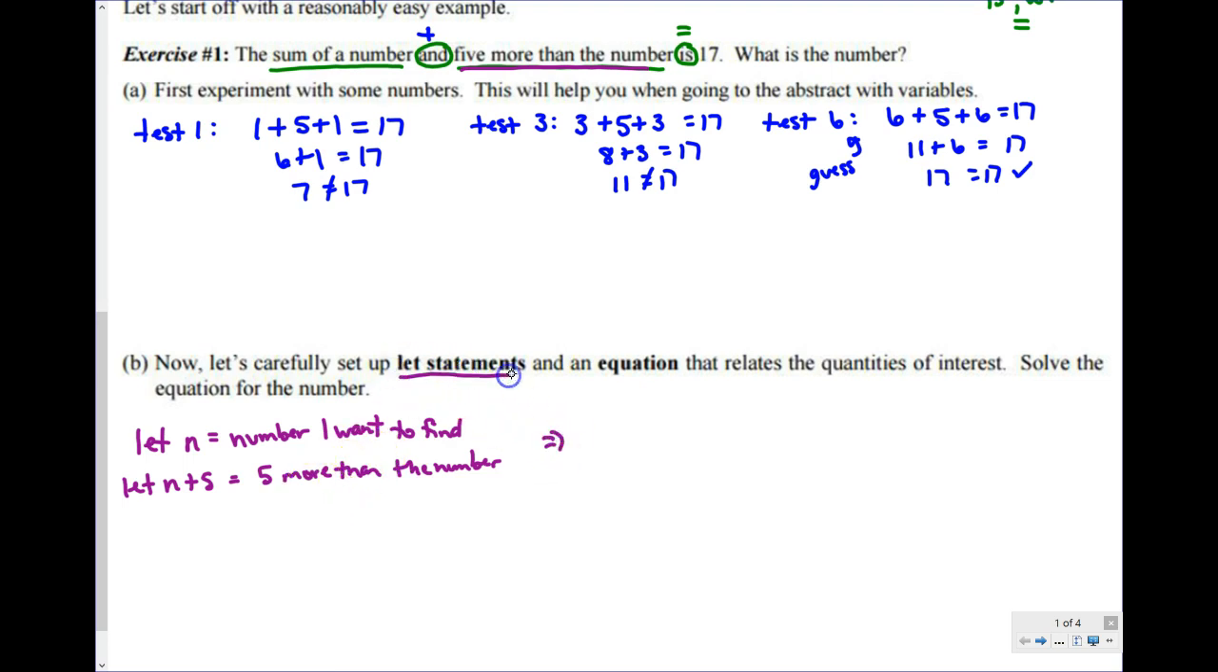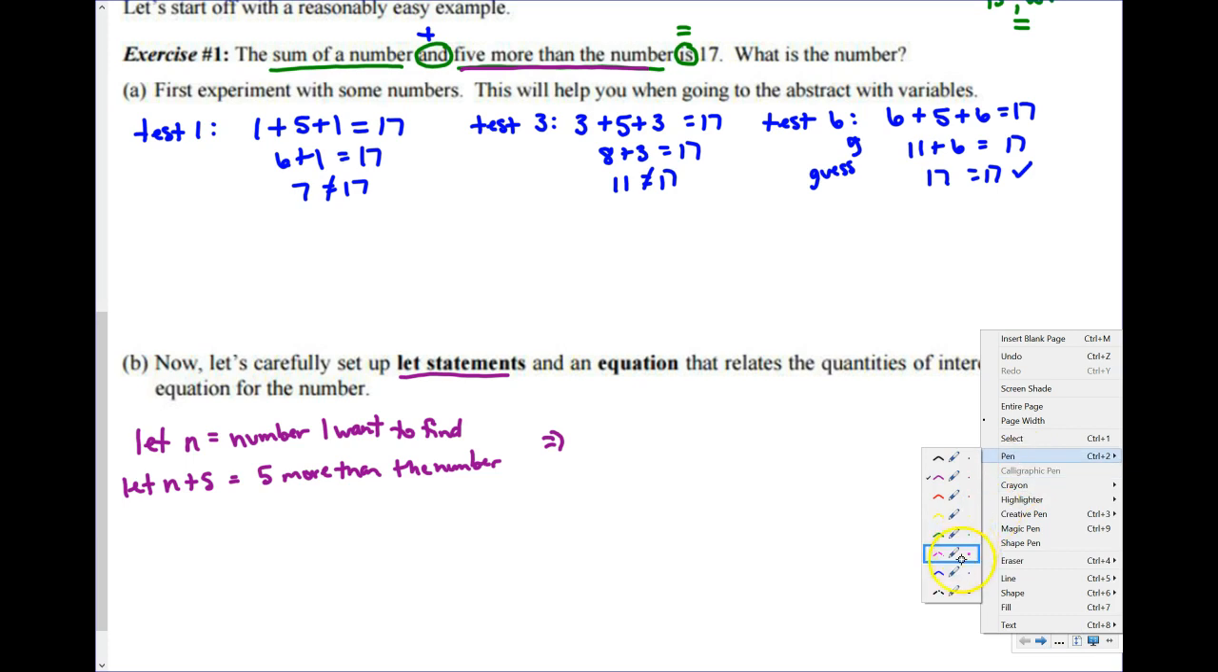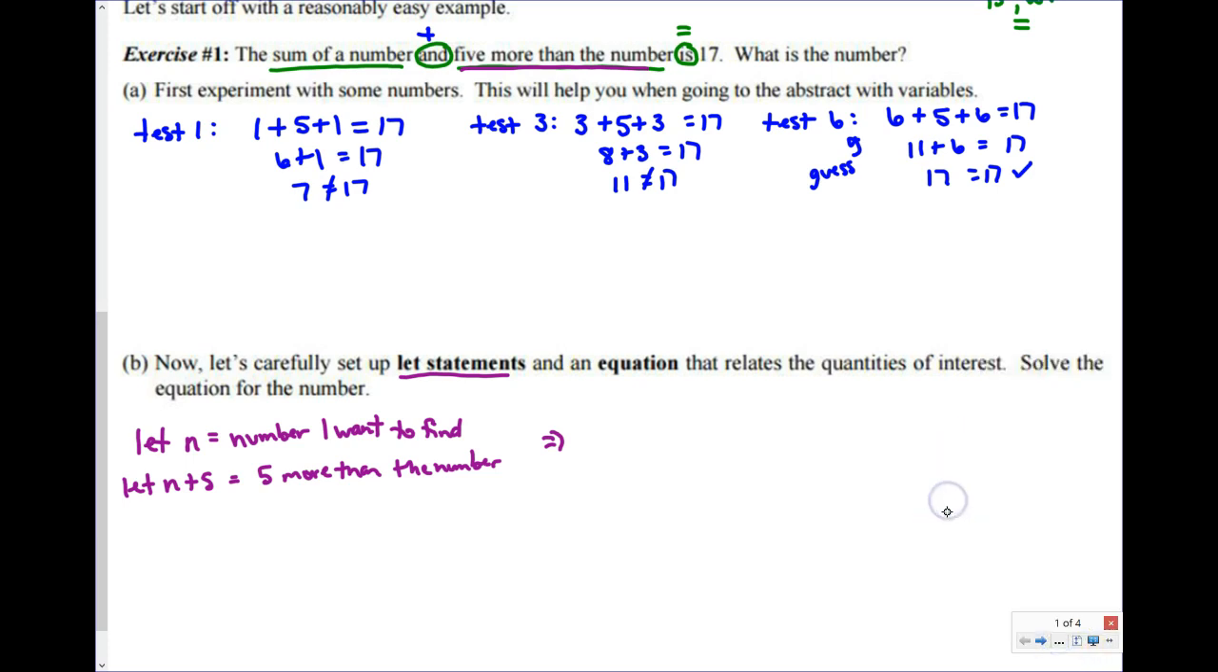So there's my let statements, and now I'm going to put them into an equation. Let's pick something other than blue here. Let's pick red. Now here's my equation. The equation goes back to what we learned in the last couple lessons. So I'm going back up to here, the sum of a number. I already know that n is that number I've defined. And plus, there's my first part, and n plus 5, 5 more than the number, is, there's my equals sign way up here, 17. I've created my equation, right?